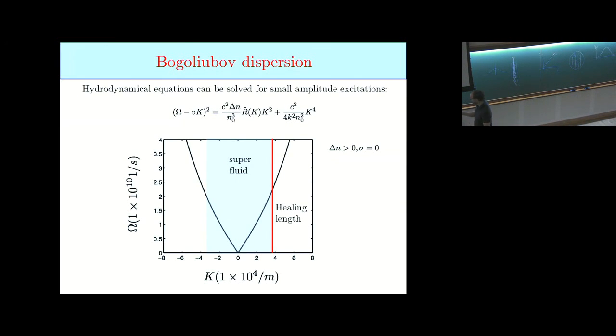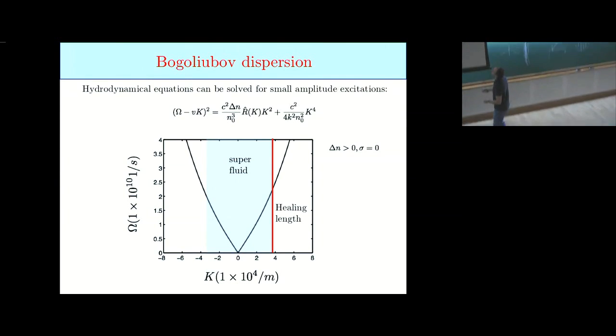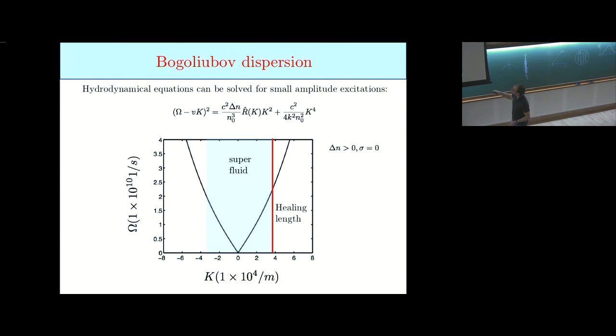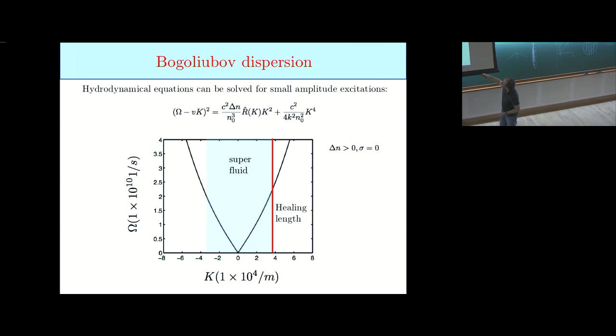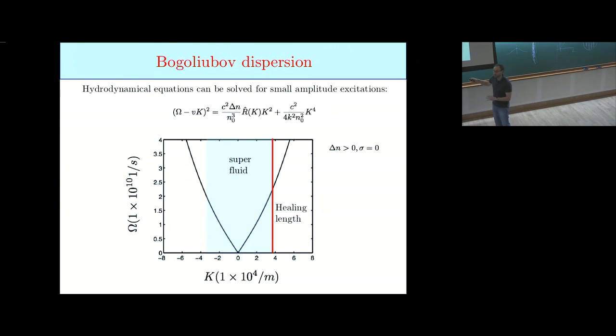And then for higher k's, this term starts to dominate and it becomes quadratic again. So this is the kind of curve that you get with delta n less than 0, sorry, and you have zero non-locality. Oh, sorry, I forgot to mention. There's a specific length where you have this transition from linear to quadratic, usually called the healing length. And this region in the middle here is where you have superfluid behavior.